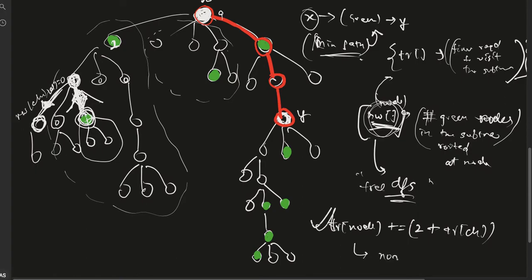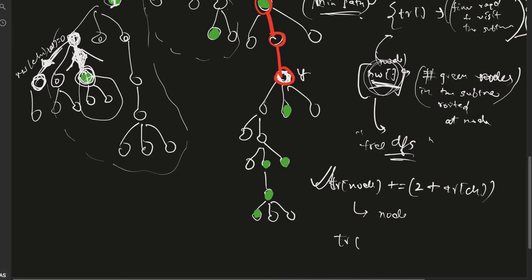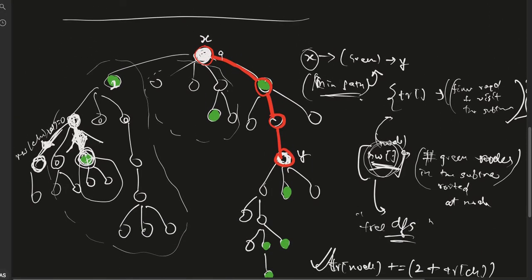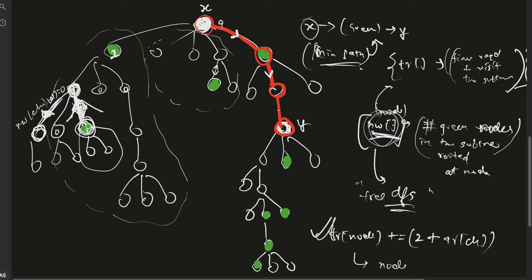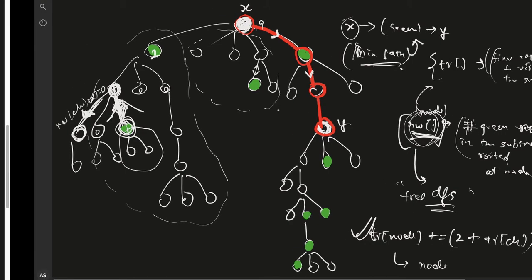This is for the case when node is not in the path from x to y. If node lies in the path from x to y, tr of node won't be increased by 2 plus tr of child, it would be increased by 1 plus tr of child. The logic being, for nodes in the path from x to y, we only count the edge once. For the other vertices, we had to first go down and then come up, but for these edges, we just need to go down. Yeah, this is pretty much the logic.